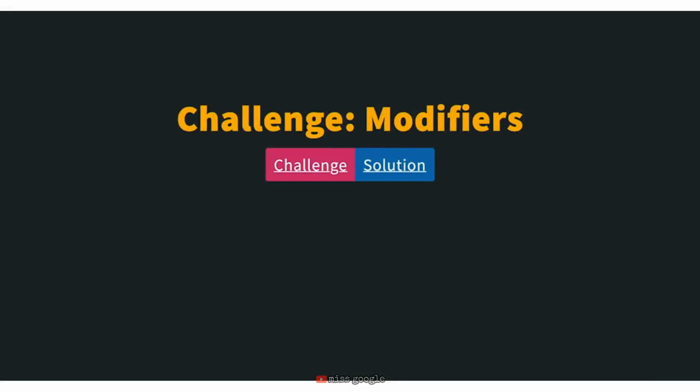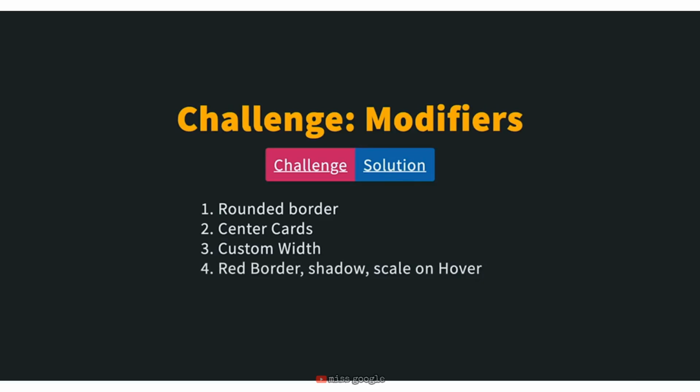All right, it's time for a challenge. In this challenge, I want you to take what you've learned and add to a layout that I'll be showing you in just a minute, to do a few things that you've learned and some things that you're going to have to use the documentation to look up. Here are the basics. I want you to add rounded borders to a set of cards, and I want you to center the cards within the layout. Also, I want you to modify the cards so that they have a custom width. And I want you to add a red border, a shadow, and scale it when somebody hovers over the cards.